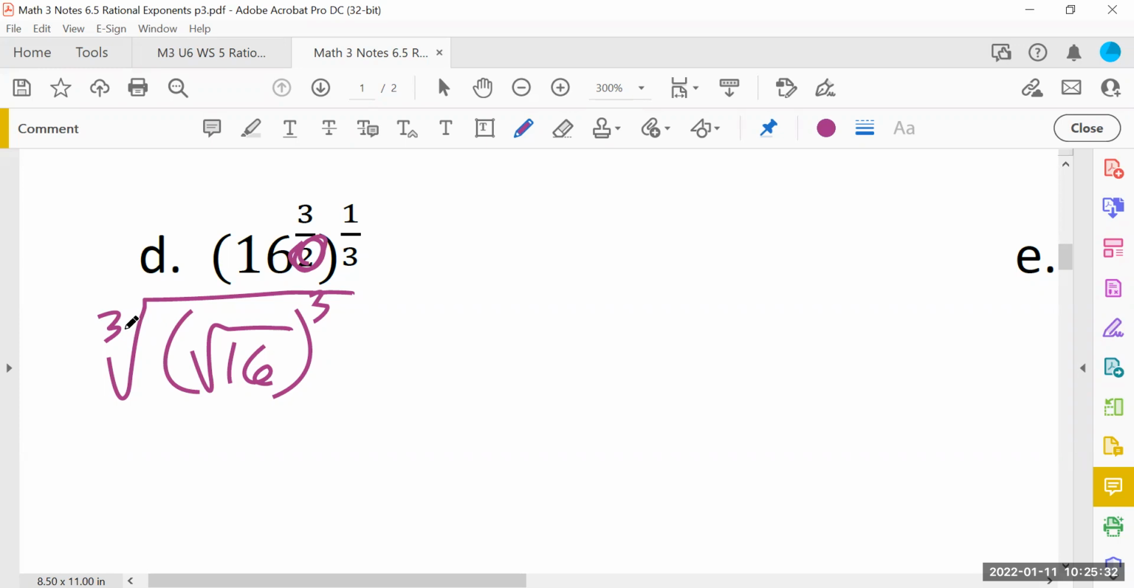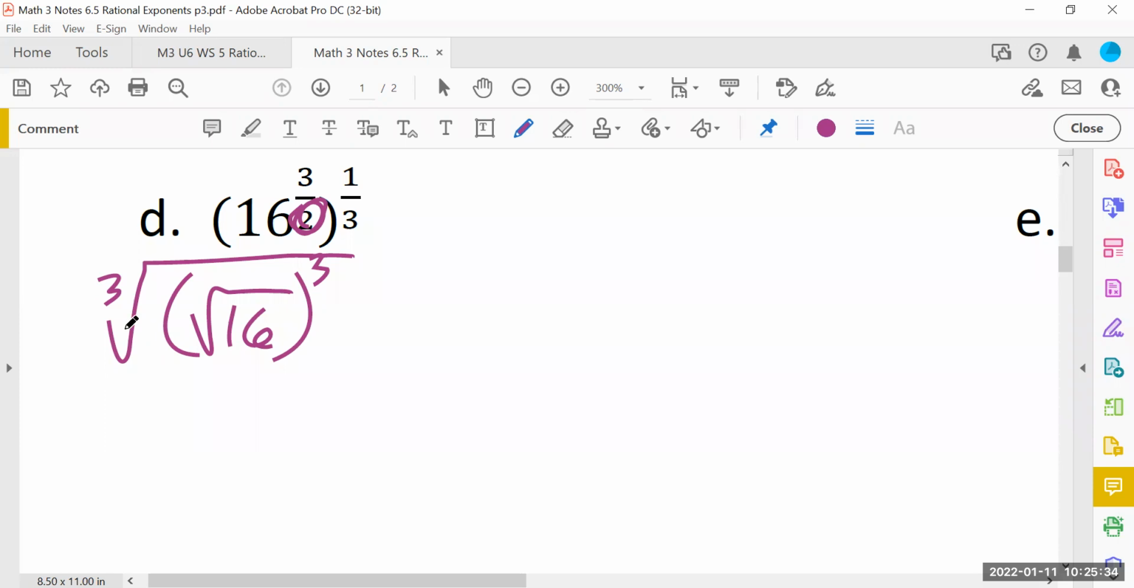What's the square root of 16? 4. So I have 4 to the third power inside a cube root. Well, wait a second. To the third power means there's 3 of them. Cube roots look for sets of 3. That's a set of 3 that comes out. My answer is just 4.